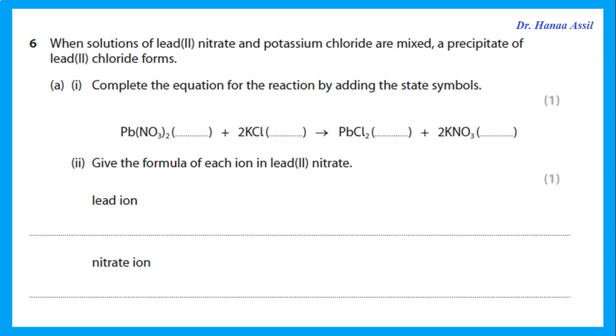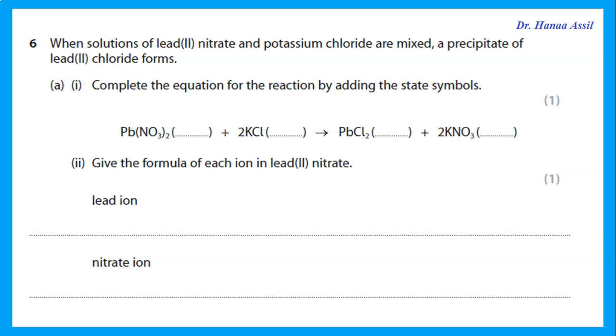When solutions of lead nitrate and potassium chloride are mixed, a precipitate of lead chloride forms. So already the question says solutions of lead nitrate and potassium chloride. So these are solutions. Now the lead chloride that is formed is a precipitate. So what are the state symbols?